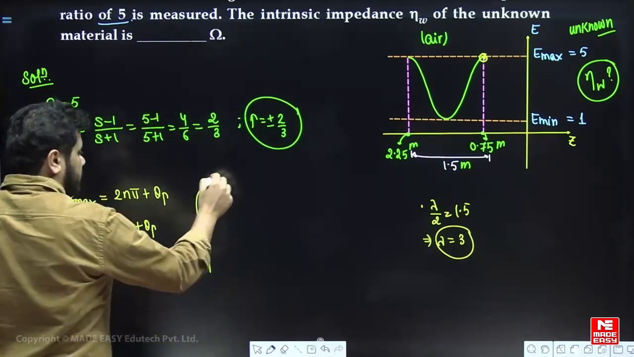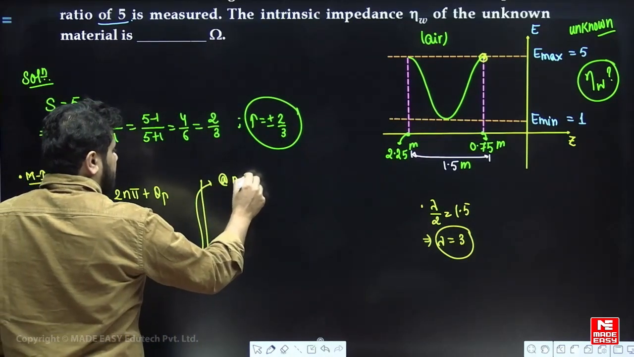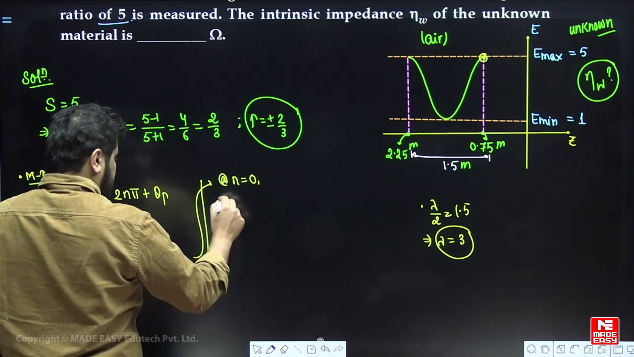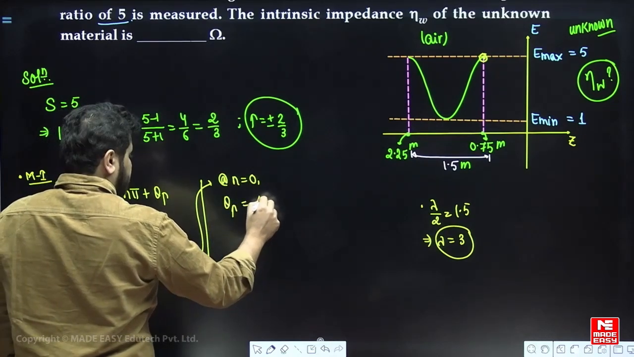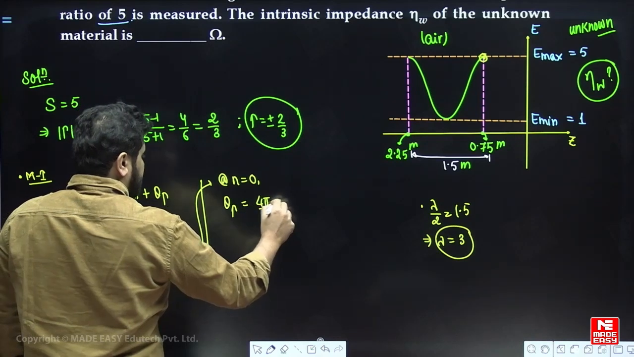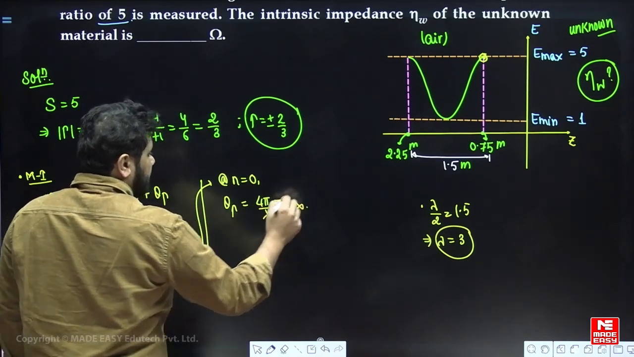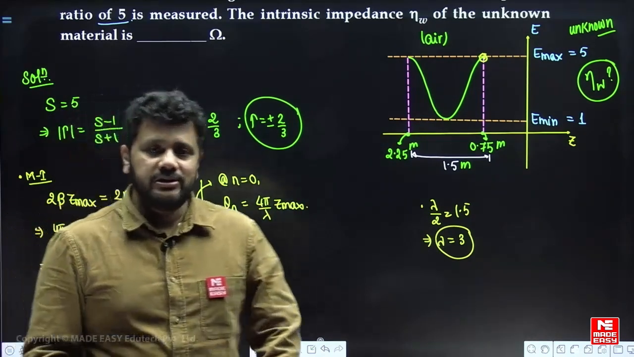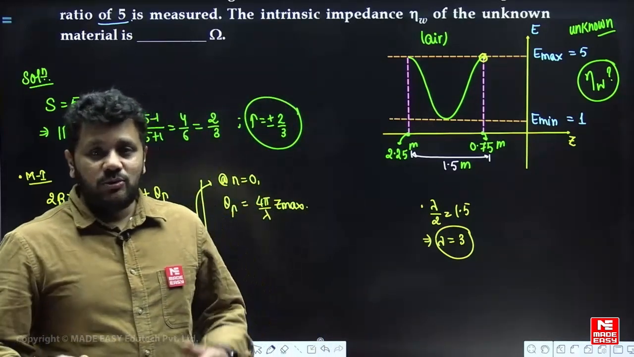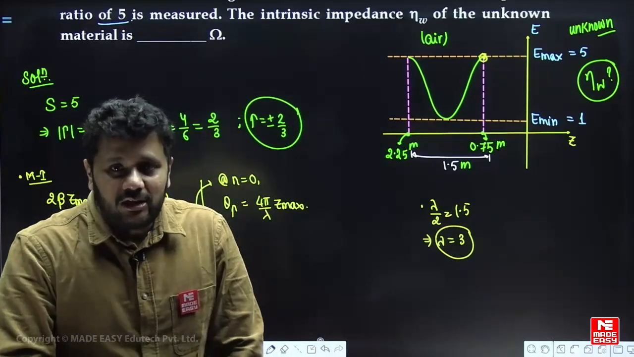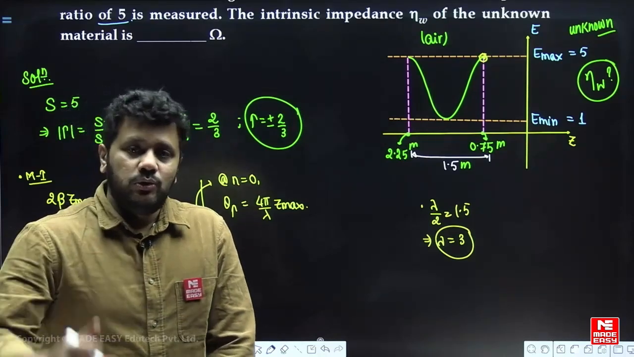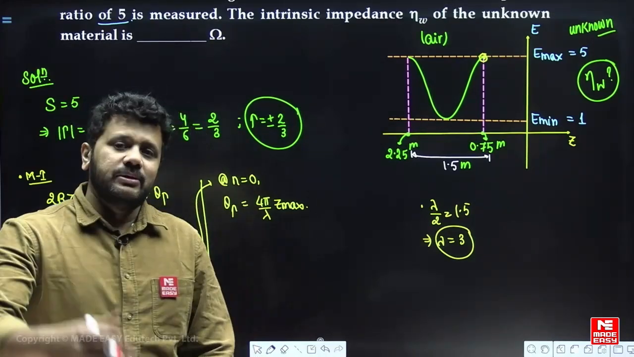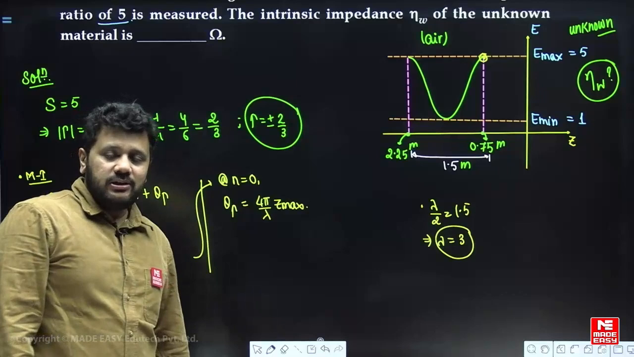So if I put n equal to 0, I am going to get theta gamma is equal to 4 pi upon lambda into z max. Always remember that mod of theta gamma should lie within 180 degrees. So that means you can take any value of n. It is not that you can take only 0. N can be taken as 0, 1, 2, whatever you want to take.